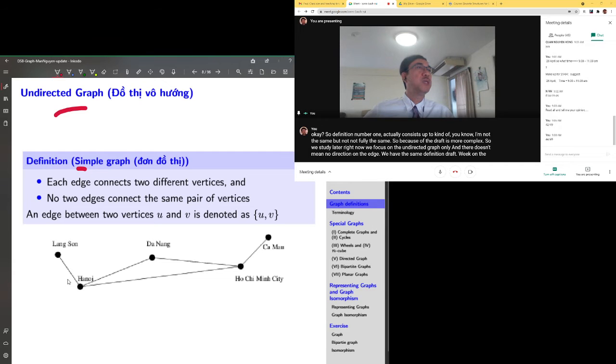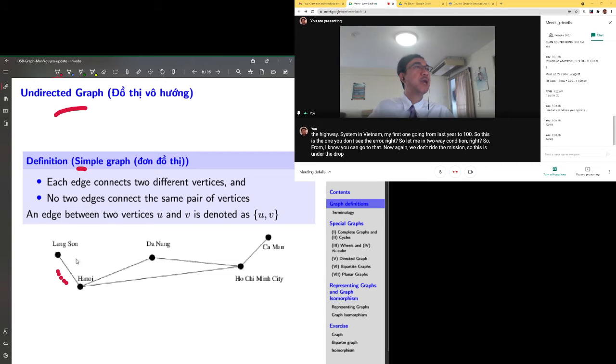Okay, so you see here some connections of the highway system in Vietnam, like the first one going from Lạng Sơn to Hanoi. This is the one where you don't see the arrow, right? That means a two-way connection. From Hanoi you can go to Da Nang. Again, we don't write the direction, so this is the undirected graph.